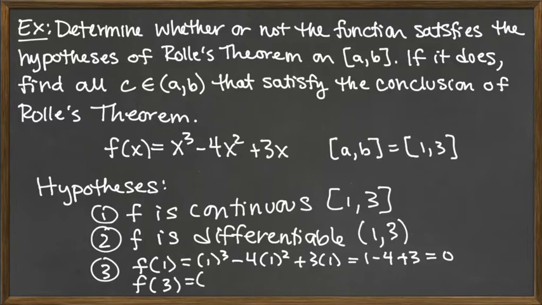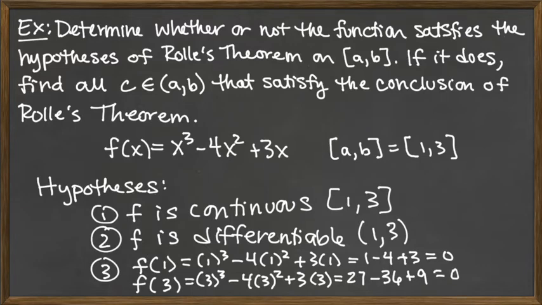So when we plug in the 3, we've got 3 cubed minus 4 times 3 squared plus 3 times 3. So 3 cubed would be 27. And then we have minus 4 times 3 squared, so that would be minus 4 times 9, so minus 36. And then we have plus 3 times 3, and 3 times 3 is 9. Okay, so we're looking at 27 minus 36 plus 9. That does in fact give us 0. And so yes, hypotheses are met.